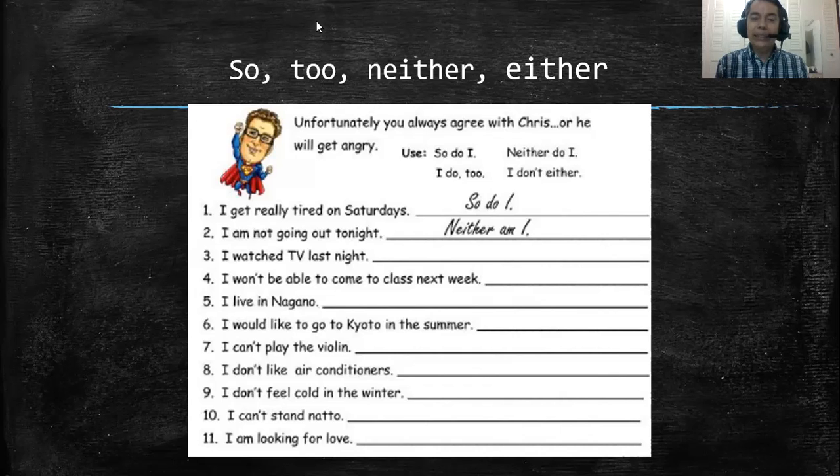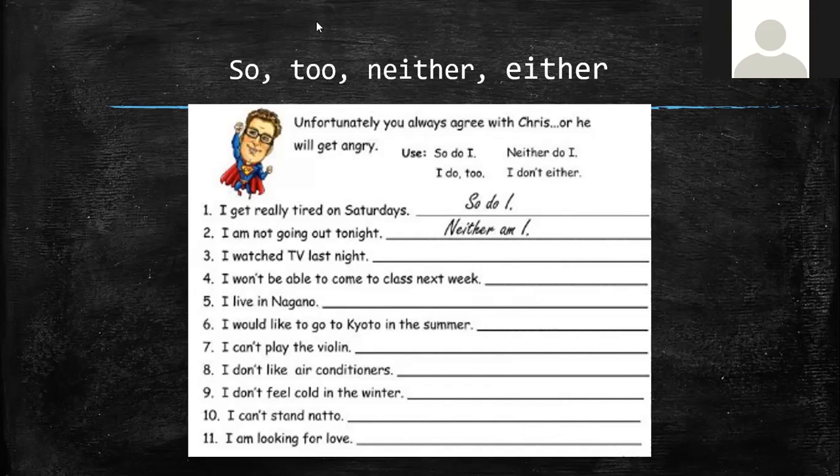So what is the agreement? Si queremos estar de acuerdo con él, ¿qué vamos a decir? It's negative. Remember. Negative. Neither will I. Or I won't either. Correct. Excellent. I live in Nagano. Simple present, right?